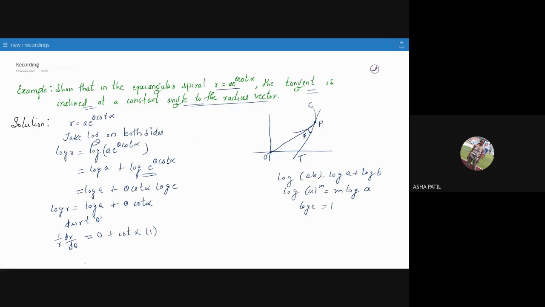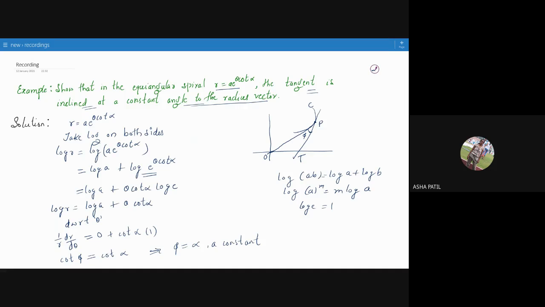We also know that 1 by r dr by d theta represents cot phi if phi is the angle between the radius vector and the tangent. So denoting 1 by r dr by d theta by cot phi, we have cot phi equal to cot alpha. Now this implies phi is equal to alpha, which is a constant. Hence, we have shown that phi is a constant angle.